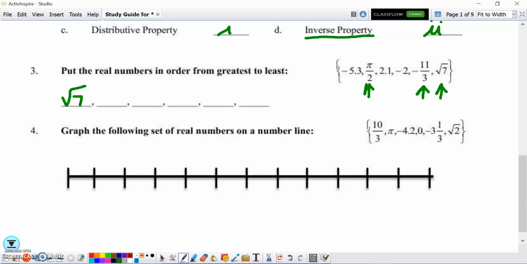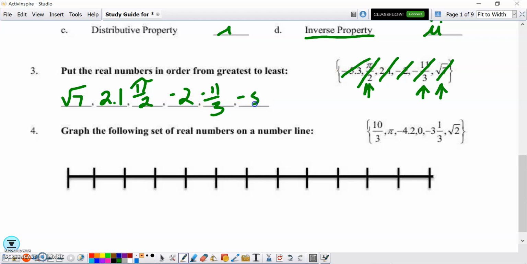Then the next one would be the 2.1. Okay, the next number going from largest to smallest would then be pi divided by 2. Then the next one would be -2. Then we have -11/3. And the smallest would be -5.3.